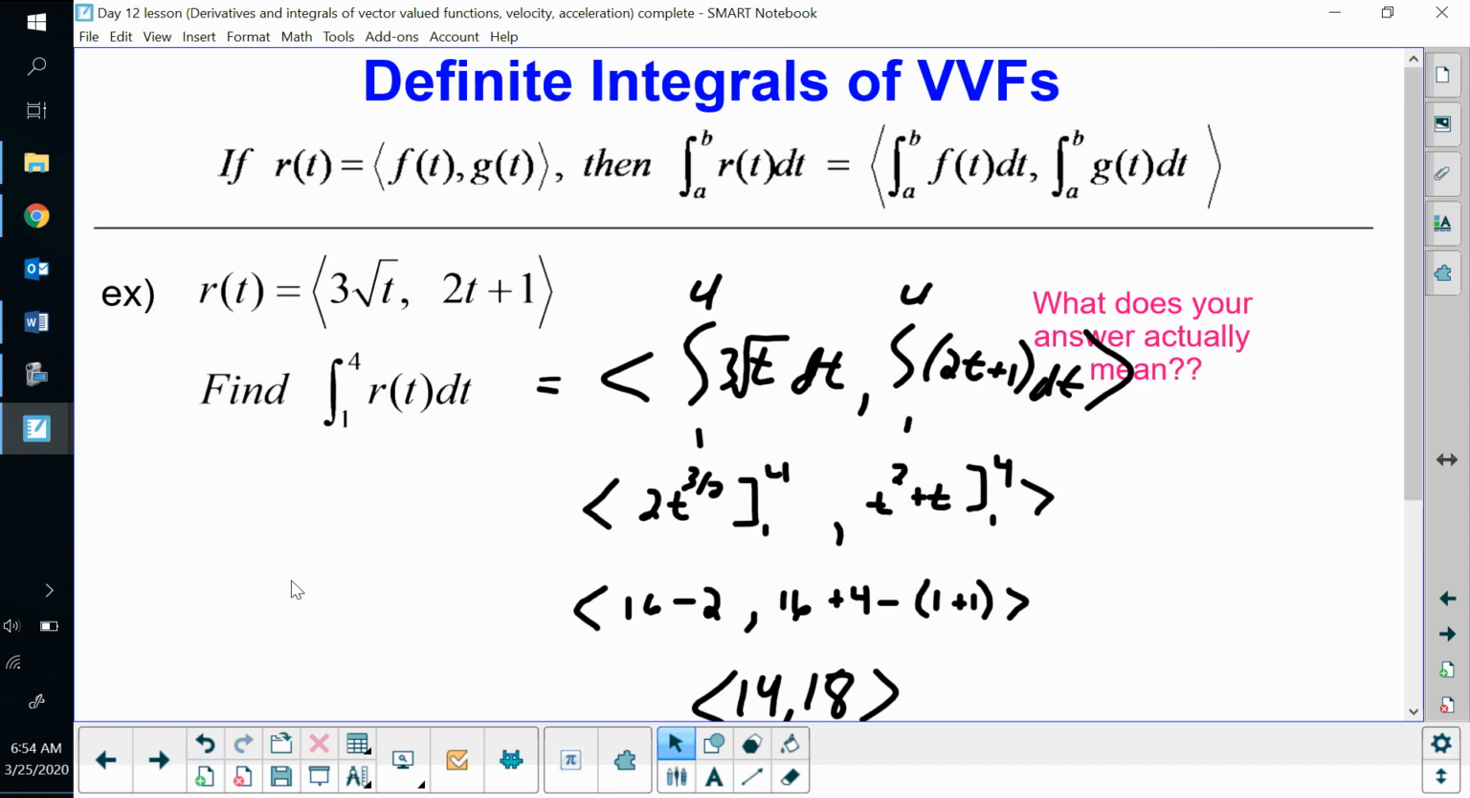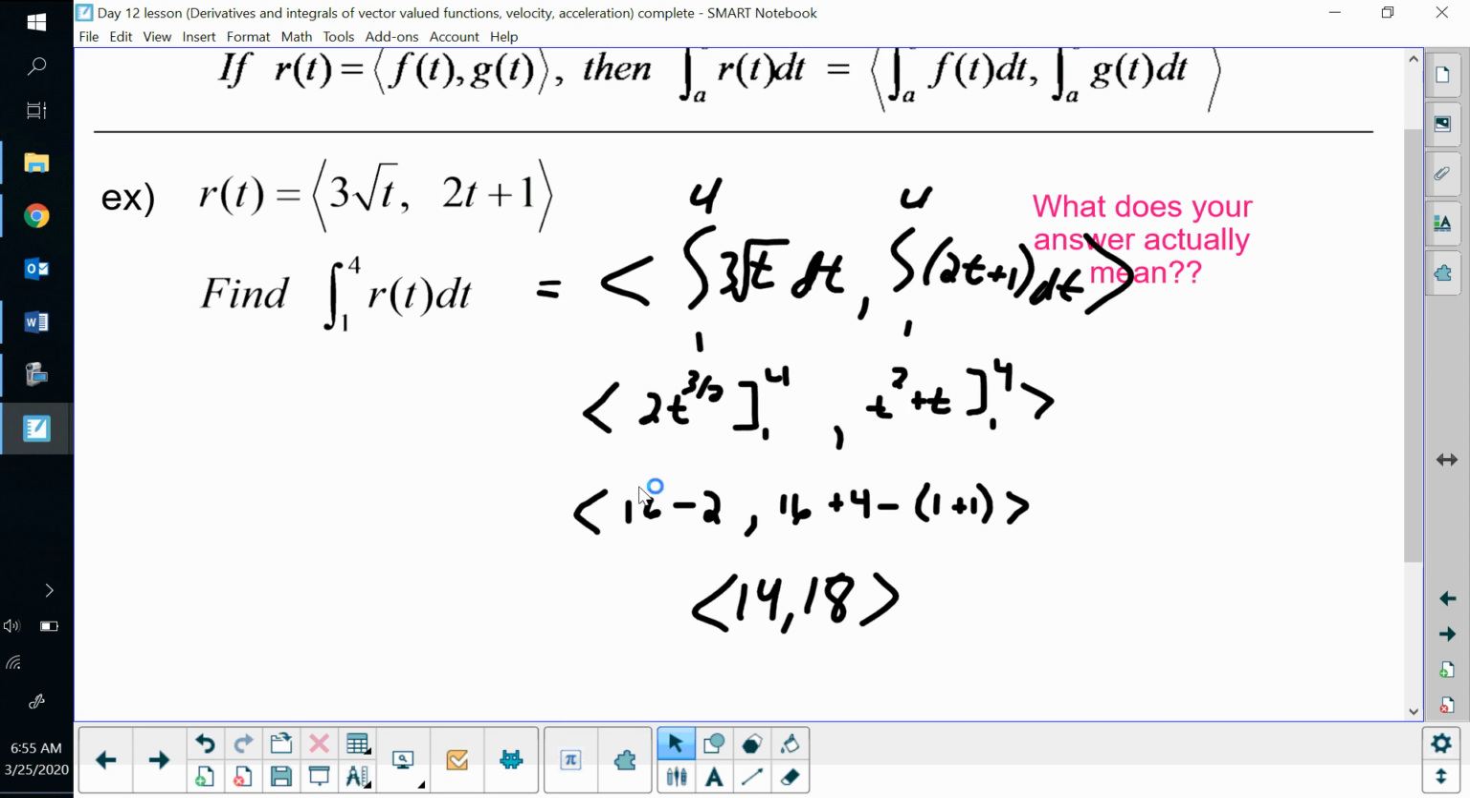So integrals, pretty similar idea with definite integrals as with derivatives. If you want to do the integral of r of t, you just do the integral of the individual parts. In this case, we're going to do this one from 1 to 4. So we're doing the individual integrals from 1 to 4 of each of the parts. So just take your antiderivatives, you sub them in, and then that gives you your integral. So we have 14 comma 18.